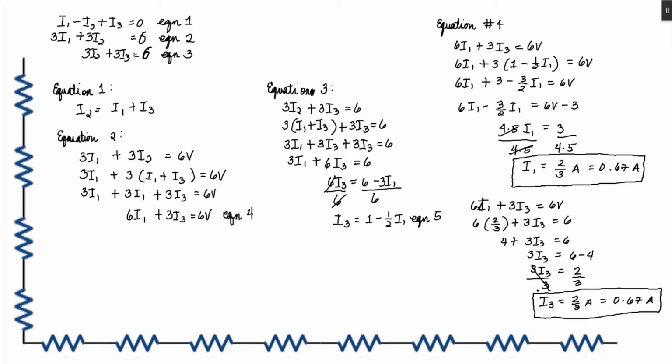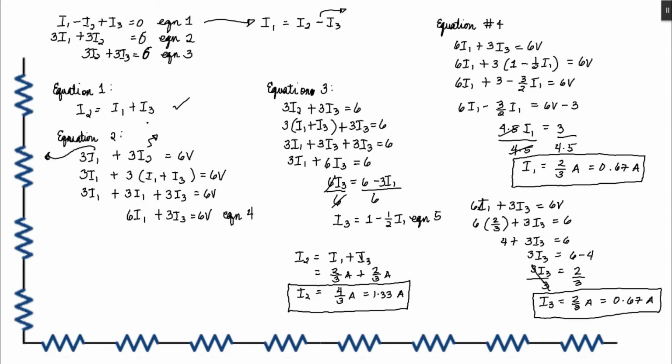That's the time that we can solve for I sub 2. So, let's go back to equation number 1. I sub 2 is equal to I sub 1 plus I sub 3. So, I sub 1 is 2/3 ampere plus 2/3 ampere. So, 2/3 plus 2/3, that is 4/3 ampere, or 1.33 amperes. Ladies and gentlemen, this is our answer for I sub 2.